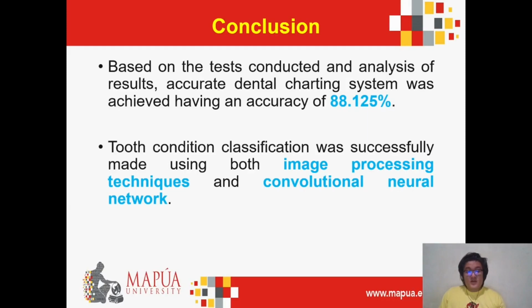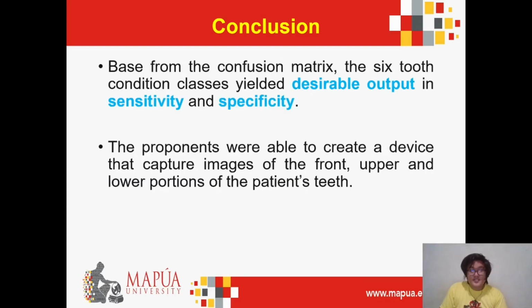To sum it up, an accurate dental charting system was achieved, having an accuracy of 88.125%. This is made possible by using both image processing techniques and convolutional neural network. The sensitivity and specificity are desirable, and the device was successfully created that captures different portions of teeth.